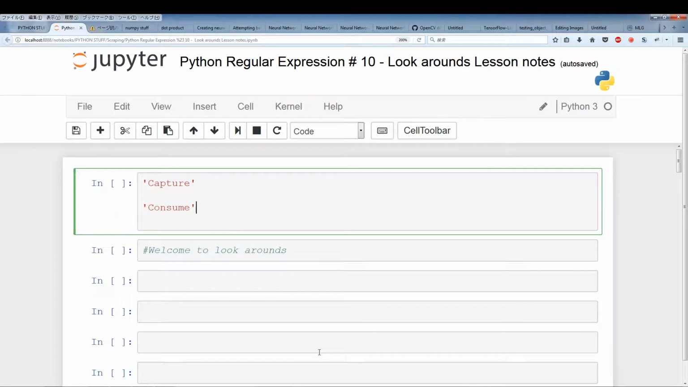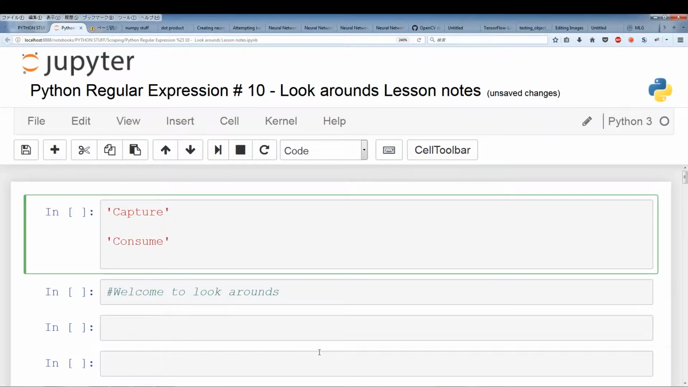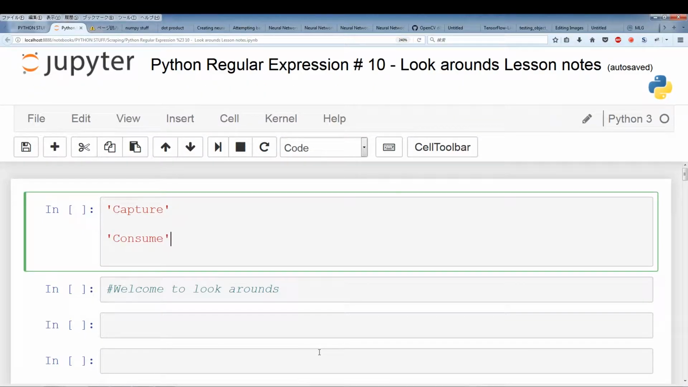So we have two different words. One is called capture and the other one is consume. Capture seems to be only used in relation to groups. When a group actually outputs something, it's considered a capture group. So we have non-capturing groups and capture groups. A non-capture group will make a match, but it won't actually output that match, as opposed to a regular group. A regular group is considered a capturing group and always outputs whatever match it makes. So capture is only used in relation with groups.